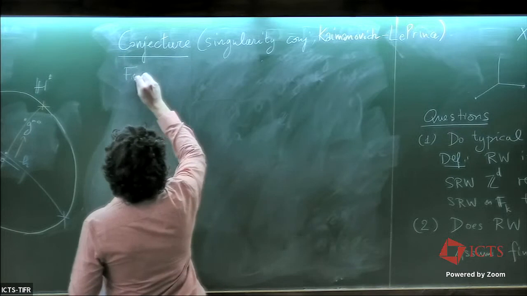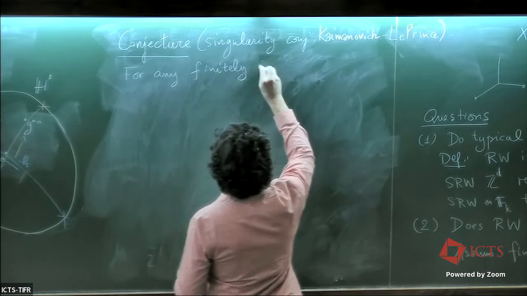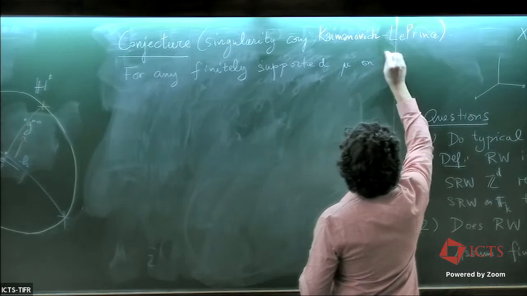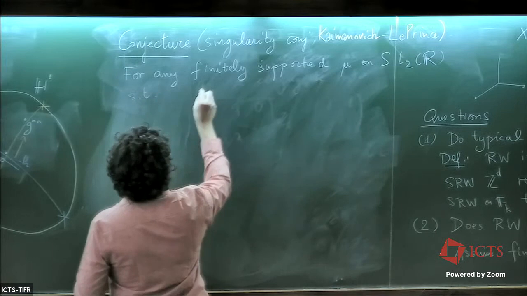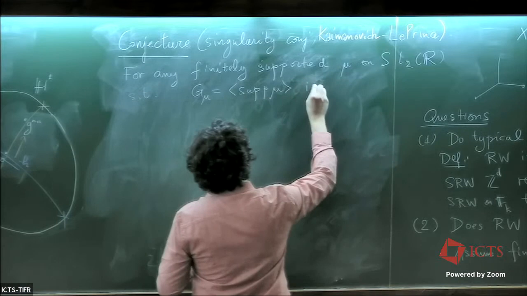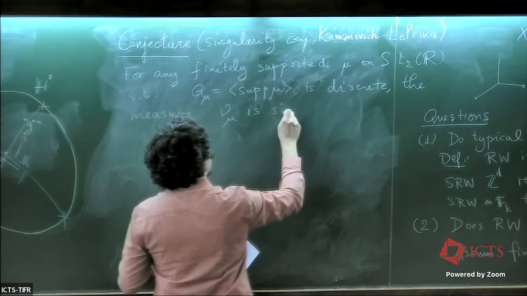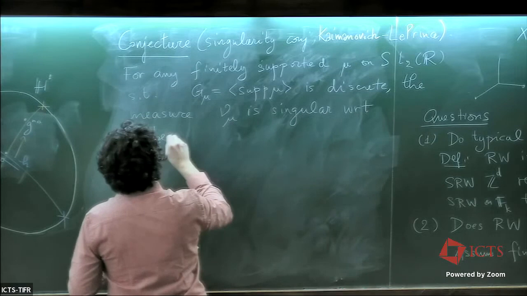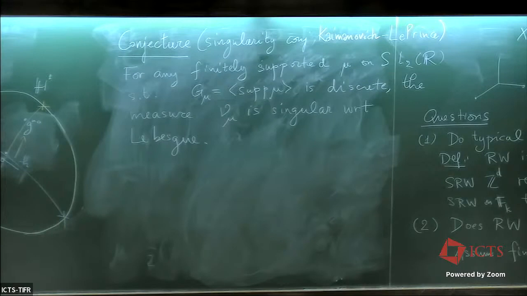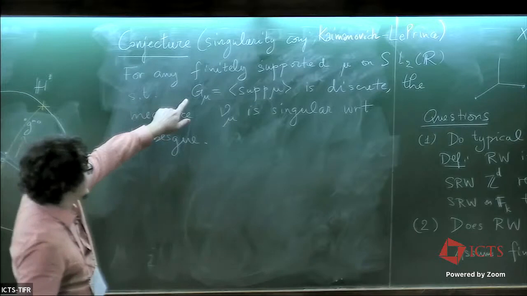But the point is the following: for any finitely supported mu on SL2R such that the group generated by the support of mu is discrete, the measure nu mu is singular with respect to Lebesgue. So basically, the conjecture is that you can never do this if you want to preserve both the discreteness and the fact that this measure is finitely supported.